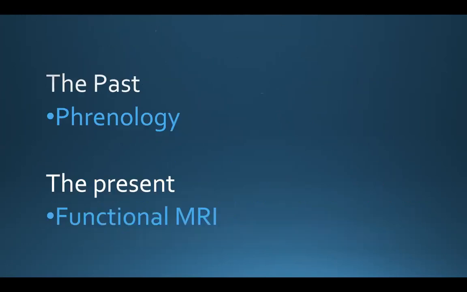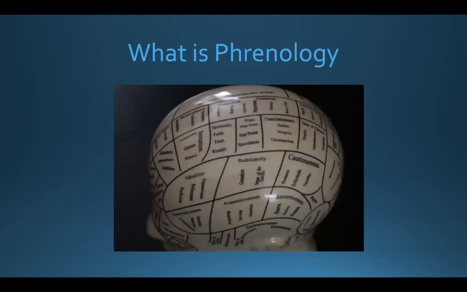So let's say that the lecture will be divided into two parts. We'll look at the past, we'll look at something called phrenology to learn from it, and then we'll apply that to the present and the functional MRI. So let's start with the first part, phrenology.